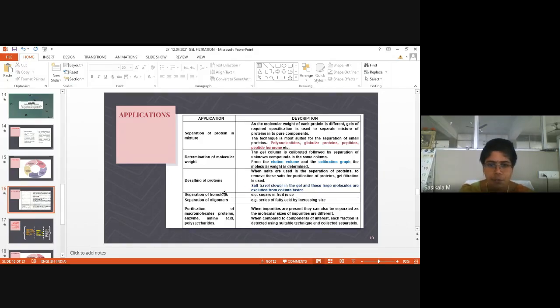Then separation of homologs, the same category of drugs, can be separated. For example, sugars in fruit juice. Then separation of oligomers. A series of fatty acids by increasing size can be separated. Similar kinds of molecules can be separated. Then purification of macromolecules, proteins, enzymes, amino acids, polysaccharides, all this is done with gel filtration chromatography. So you know what different categories of drug molecules can be separated by gel filtration chromatography.